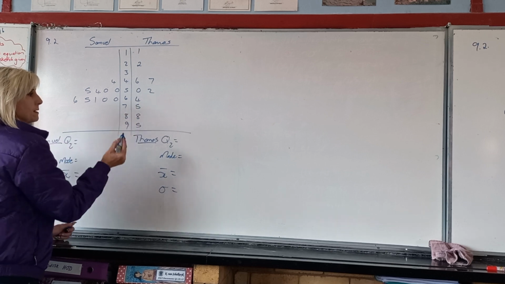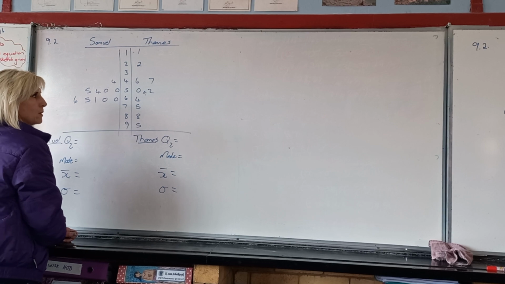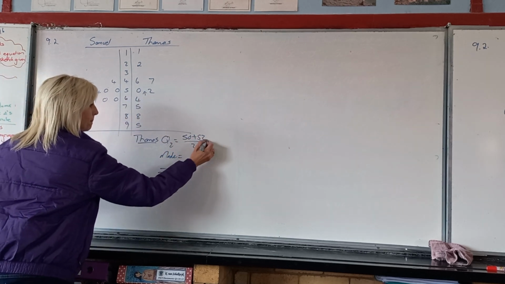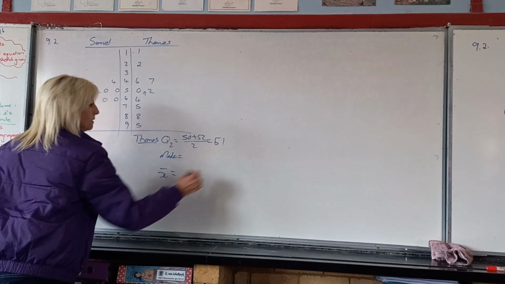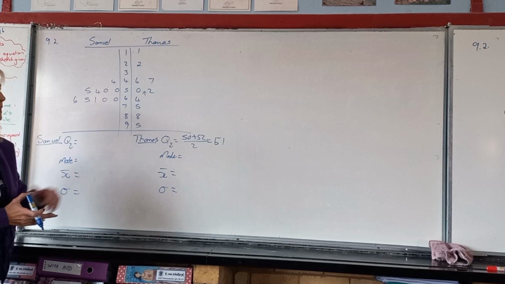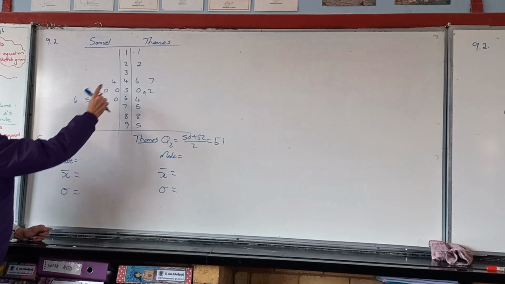So what is the average, the median? It would be 50 plus 52, which is 51. That would be your median. Are you with me? And on the other side, with Samuel, what is his middle one?